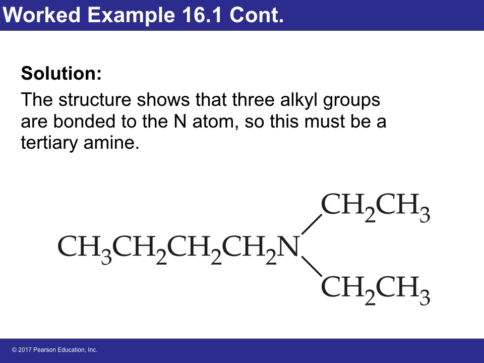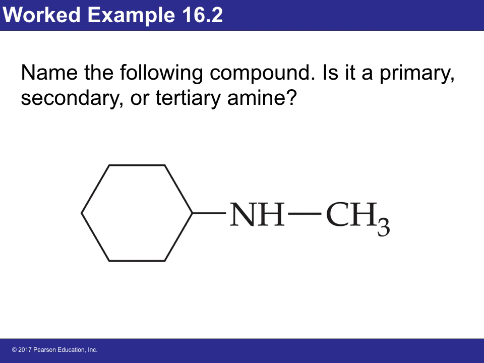So when I want to write this down, I see that I have 3 alkyl groups bonded to the nitrogen atom, a nitrogen atom that has only 3 covalent bonds. I do know right away it's a tertiary amine. And I look here: CH3, CH2, CH2, CH2, N, so that's the butyl, and then 2 times CH2, CH3, 2 times ethyl, diethyl.